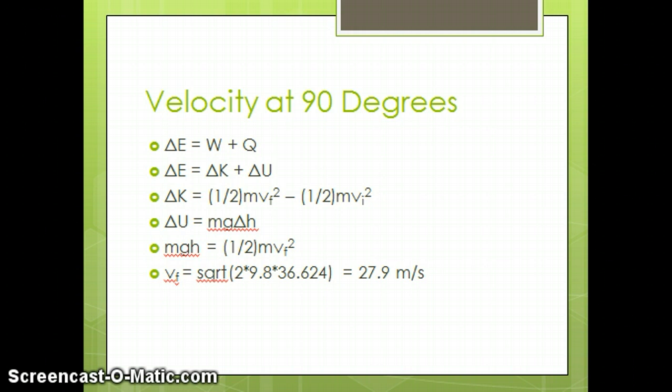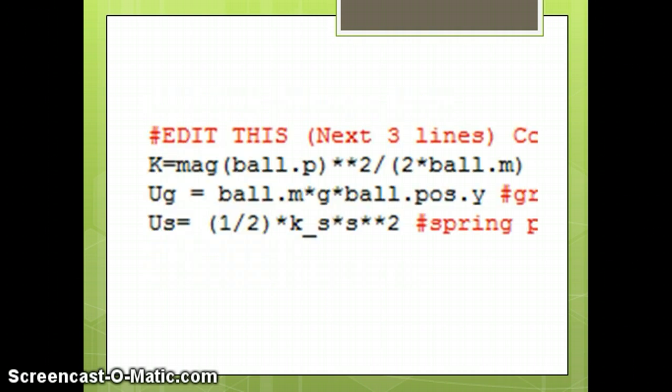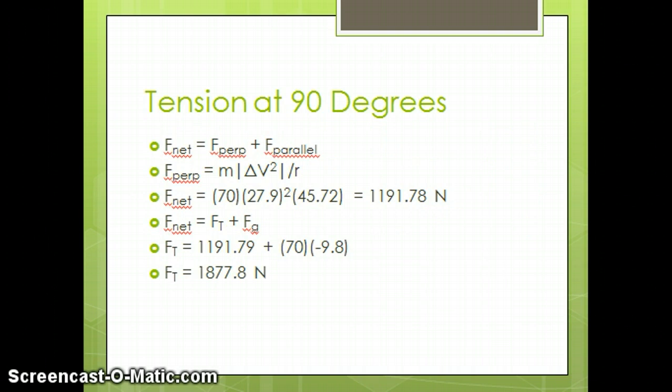Ki plus Ui equals Kf plus Uf, and in this case Uf equals 0 and Ki equals 0. Therefore Ui equals Kf, and we are left with mgh equals 1/2 m v final squared, and this gives us a final velocity of roughly 28 meters per second. These are the formulas for kinetic energy, potential energy for gravity, and potential energy for the spring that were put into the program. This is how we calculated the tension at 90 degrees.